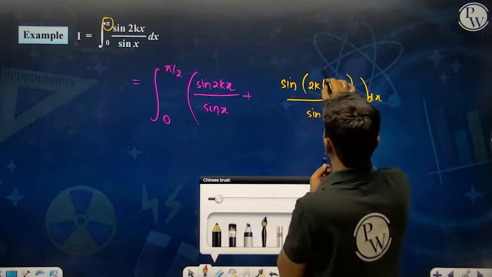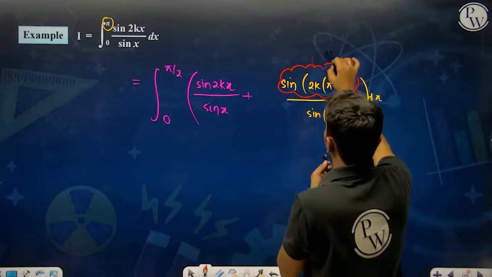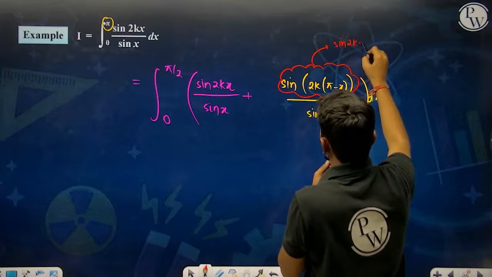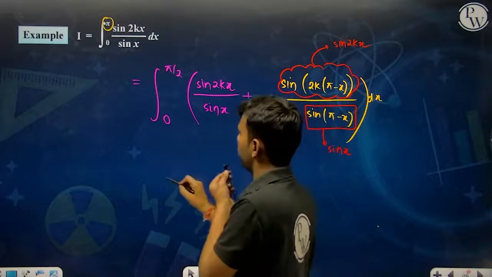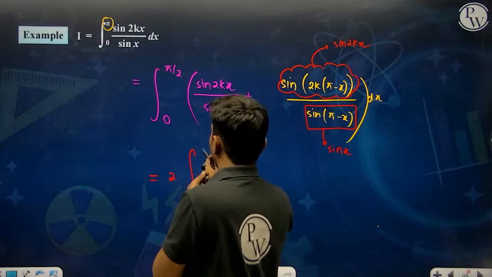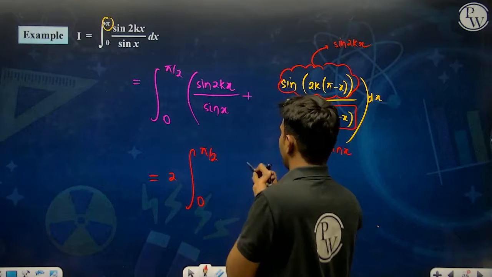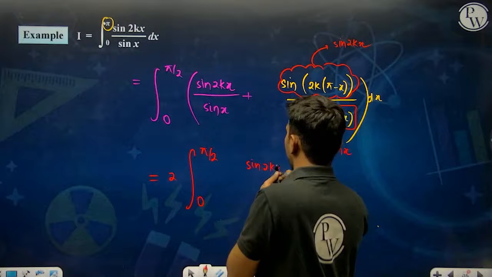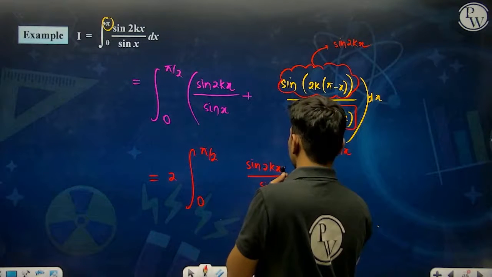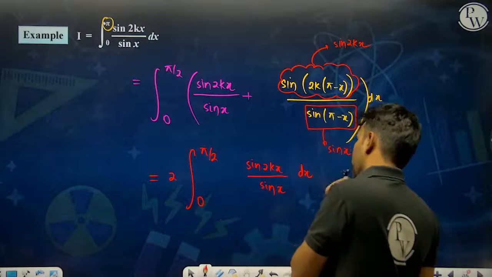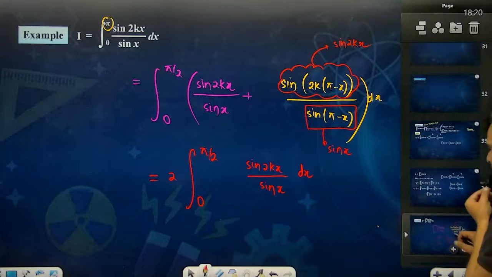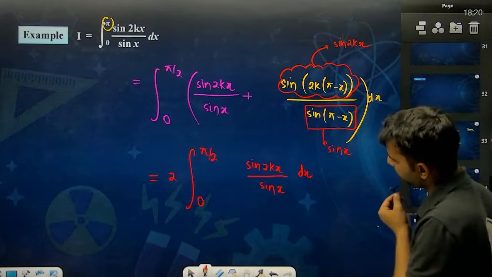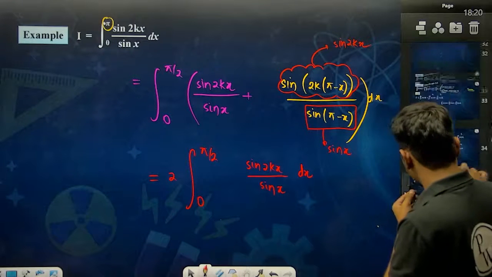Now this thing can be written as what? 2k pi minus 2kx. So this can be written further as minus sin 2kx, and the denominator can further be rewritten as sine of x only. So this entire thing is going to be something like this: 2 times integral 0 to pi by 2 of sine 2kx upon sine x into dx. Right, everyone? So now our agenda is to solve this particular thing. Can we solve this one, everyone?